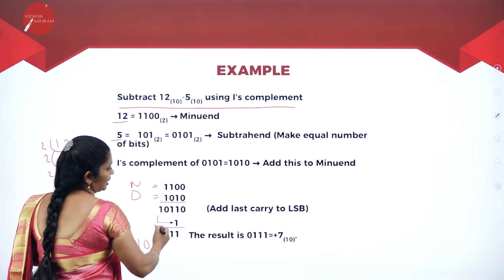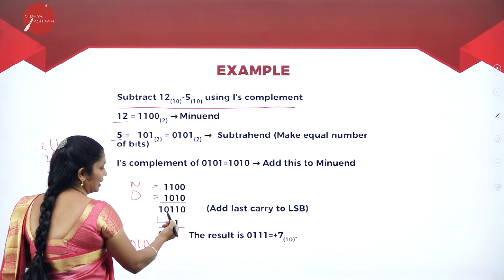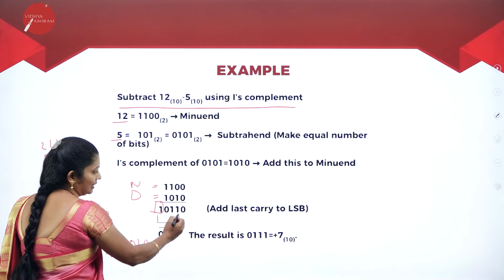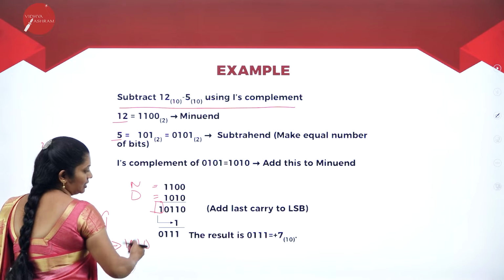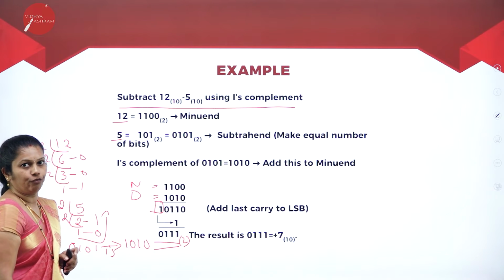Then 0 plus 0 is 0. 0 plus 1 is 1. 1 plus 0 is 1. 1 plus 1 is 0 with carry 1. If I get an extra carry, we have to add that carry to the least significant bit position. Then 1 1 1 0 we are going to get. To get the final result, you have to perform like this.